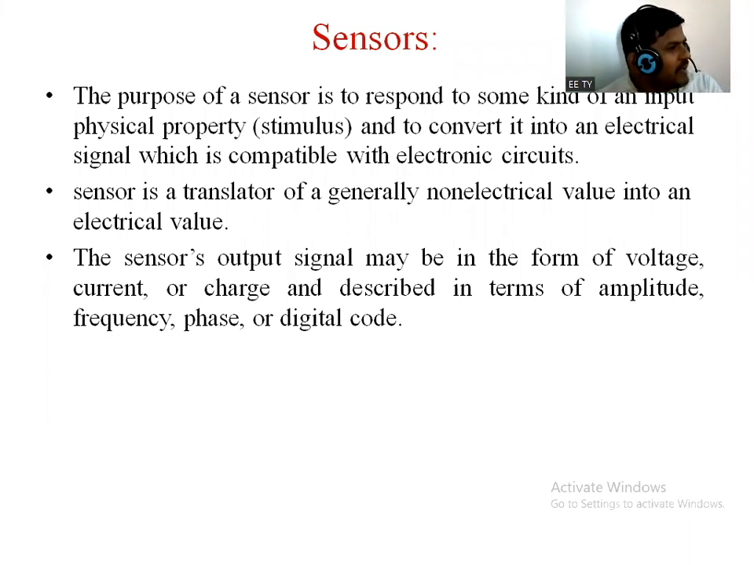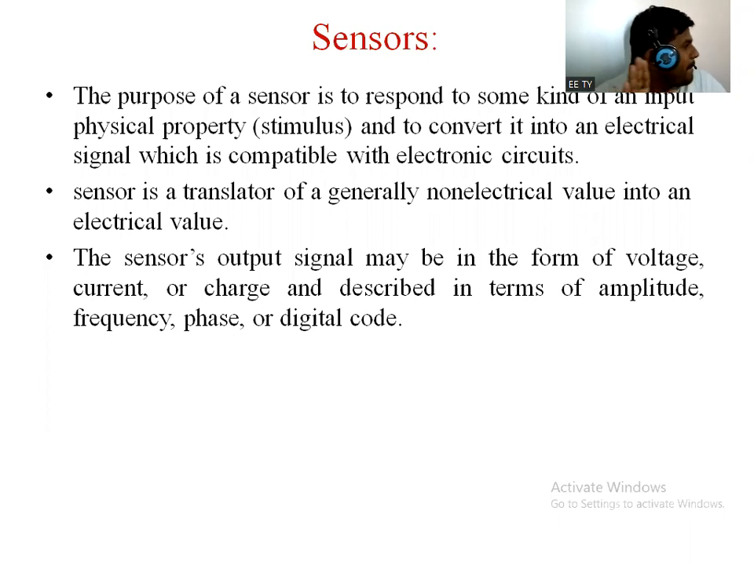If the voltage obtained by that sensor is above 10 volts, then the controlling circuit will do work like that. So the sensor will give some response. The sensor output signal may be in the form of voltage, current, or charge, and described in terms of amplitude, frequency, phase, or digital code. So these types of output can be obtained by a sensor.